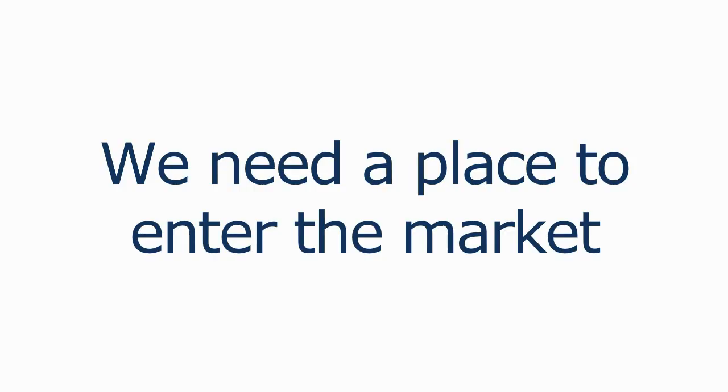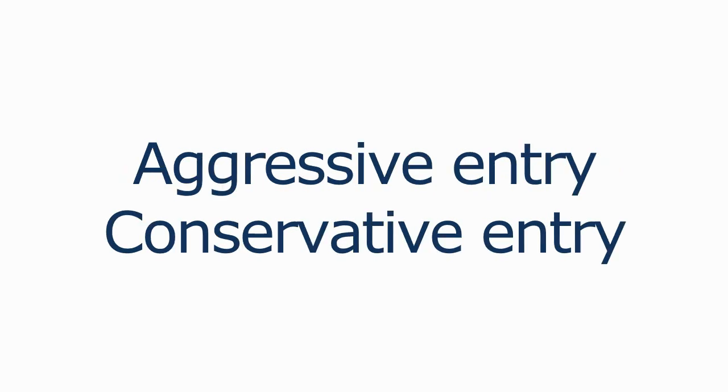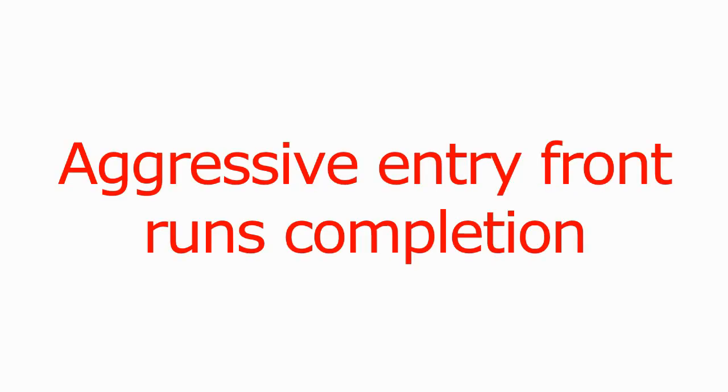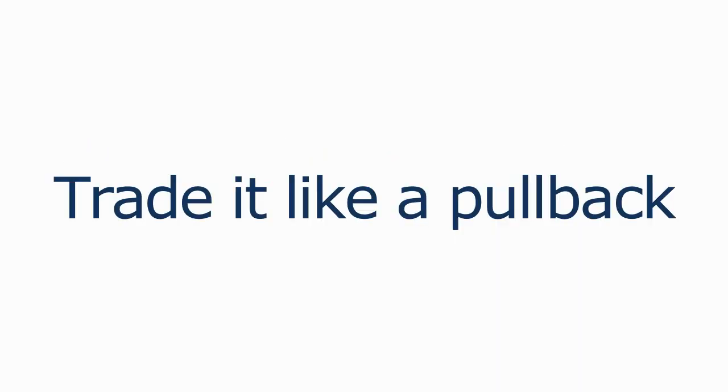Well, now we need a place to enter the market, and we have rules that we can now use to enable us to take advantage of this pattern. There's an aggressive entry, and there's a more conservative entry that we can use. The aggressive entry is going to front run the completion of the pattern, so you have to be aware of the risks that are involved in doing that. And we can use any entry technique that would be the same as trading any pullback pattern.